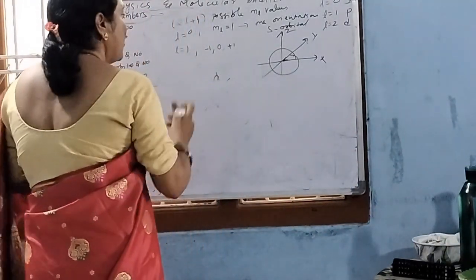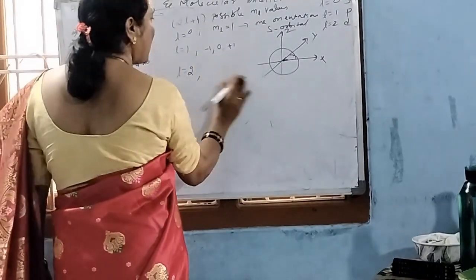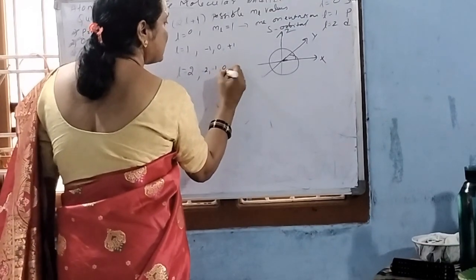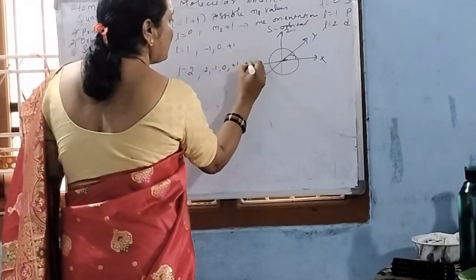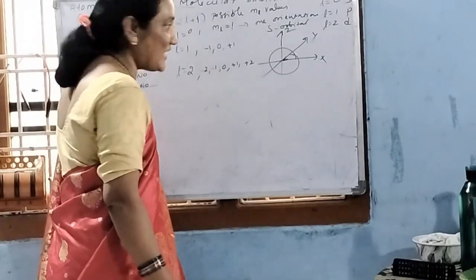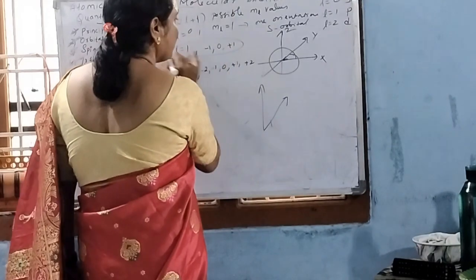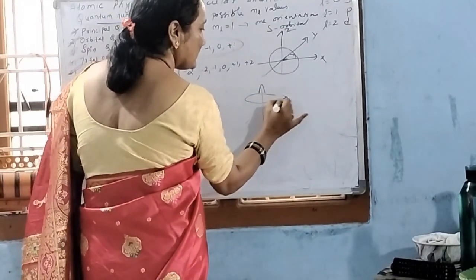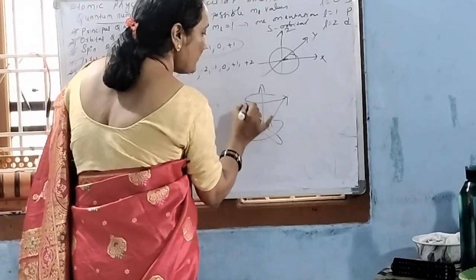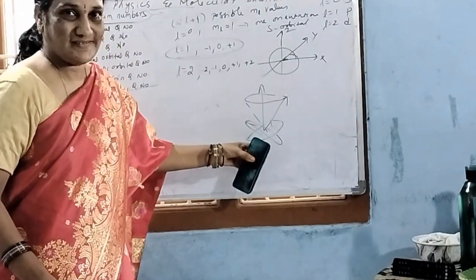Similarly, if we take L equal to 2, substitute 2: 2 twos are 4, 4 plus 1, 5. So what you will get is minus 2, minus 1, 0, plus 1, plus 2. So 5 orientations will be there. These are the orientations of the electron for L equal to 1, 2, 3 in such a way.